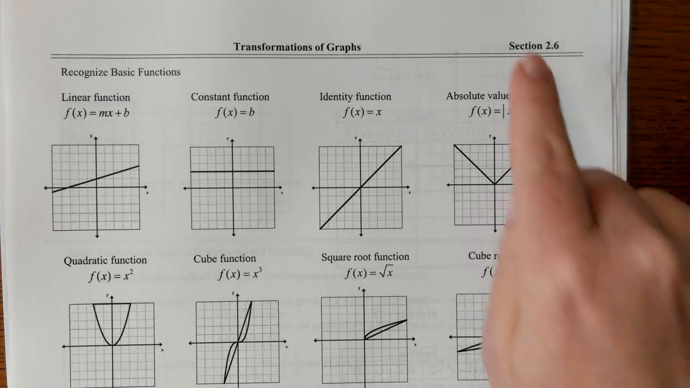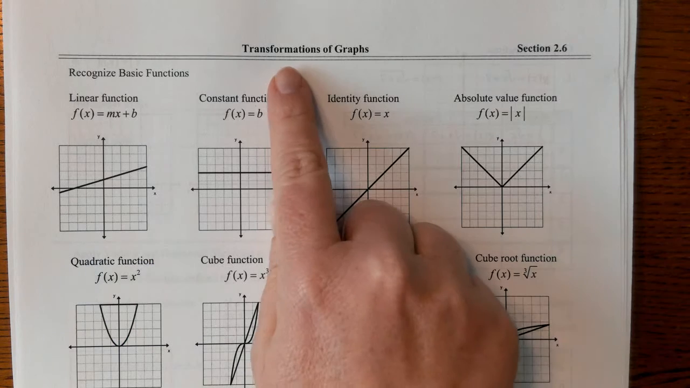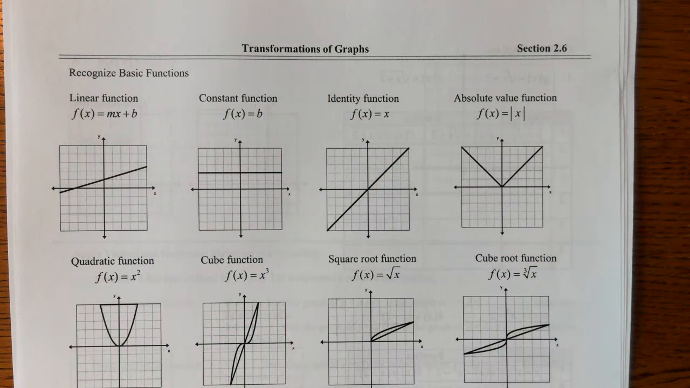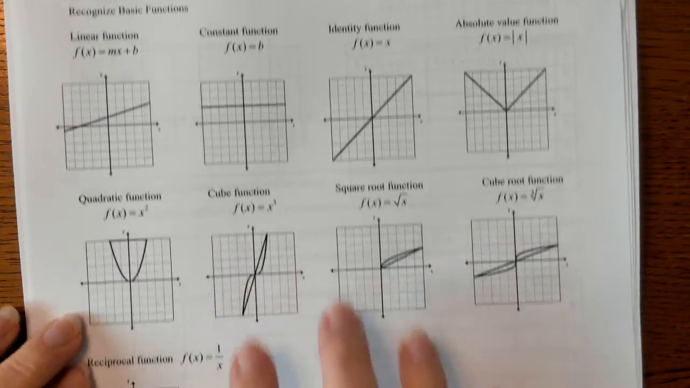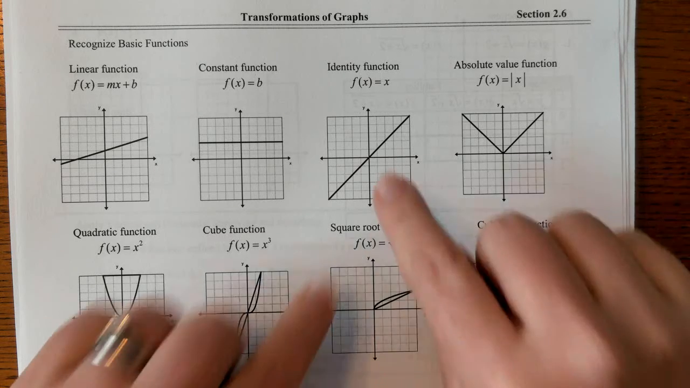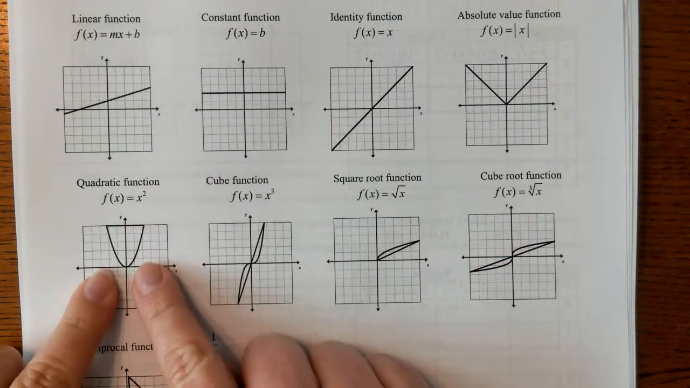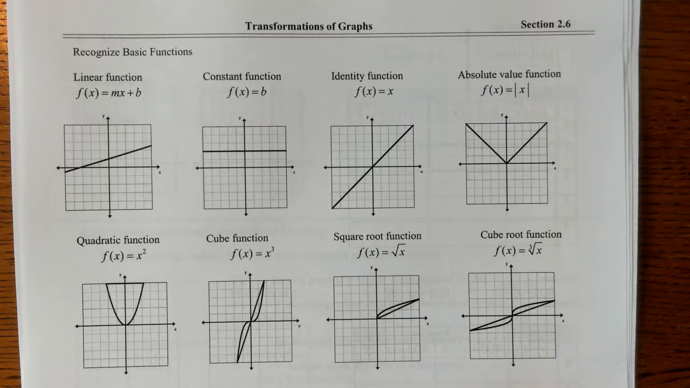Okay, in section 2.6, we're going to look at some of our parent function graphs and some transformations to the graphs. The reason we call them parent functions is because these 9 graphs here are the most basic of each category that we could get, okay? They're the most basic plain line, or the most basic absolute value, or quadratic, or whatever. And then what happens is we make changes to those basic shapes, okay?